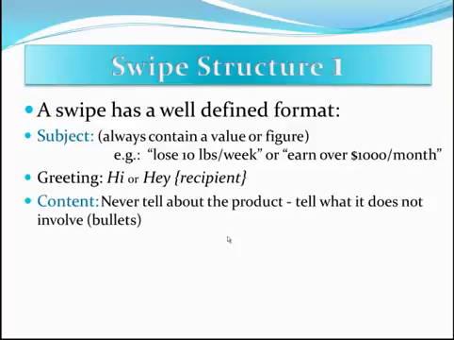Warning about the content: don't ever tell them about the product. You tell them what it does not involve, and use bullet points. The aim of the content is to sell the sizzle of what your product is all about, and not to give them all the details so that they can make their decision on the swipe and not even click on your link. You want to sell the sizzle so that they do actually click on your link.